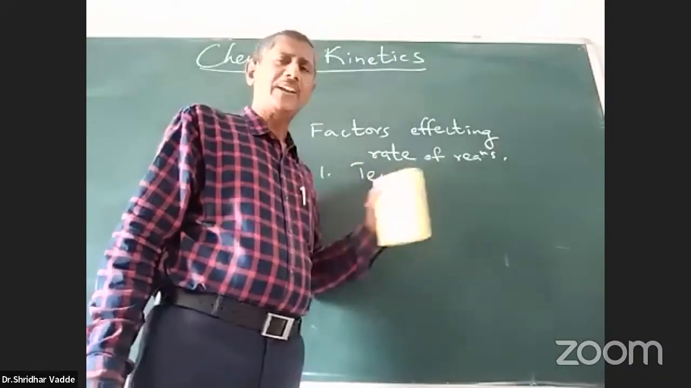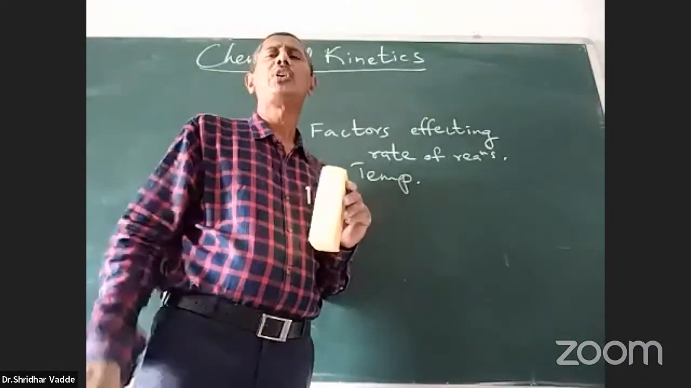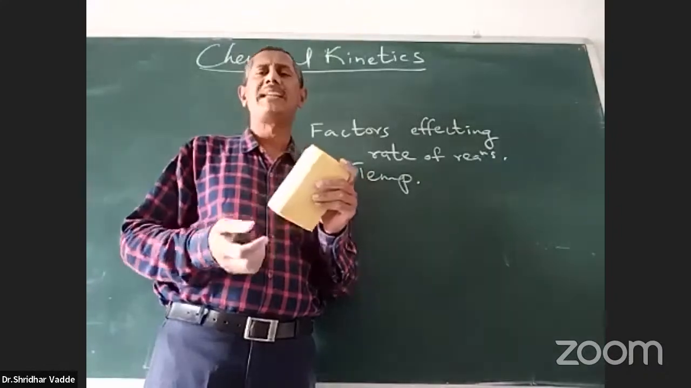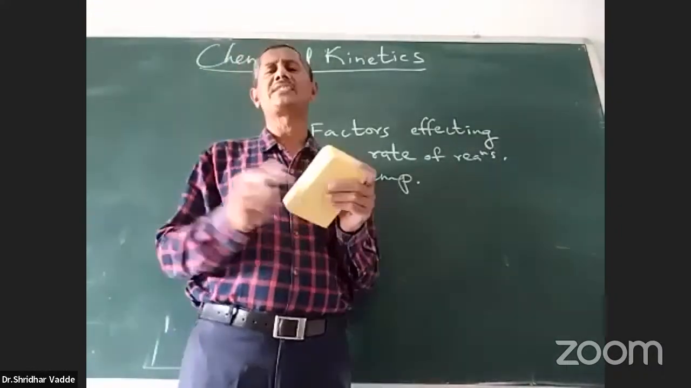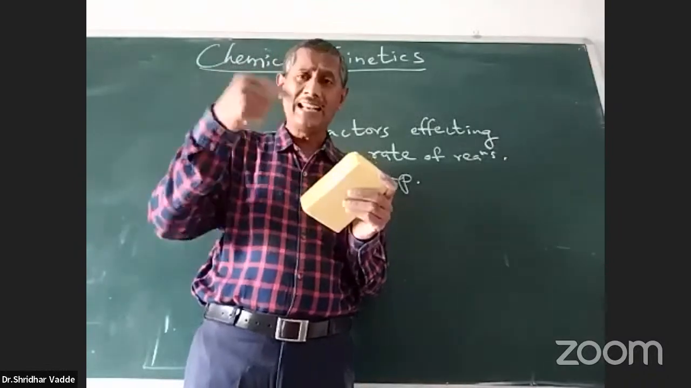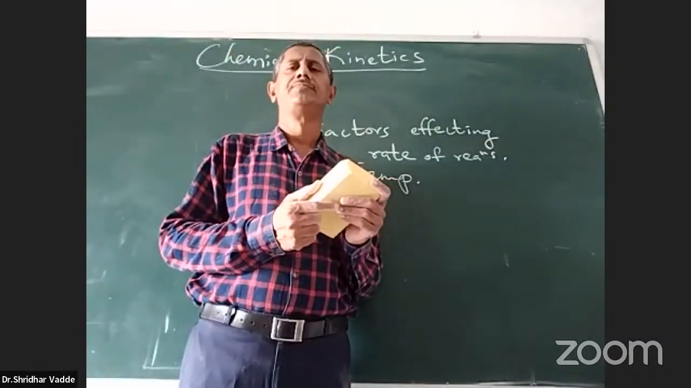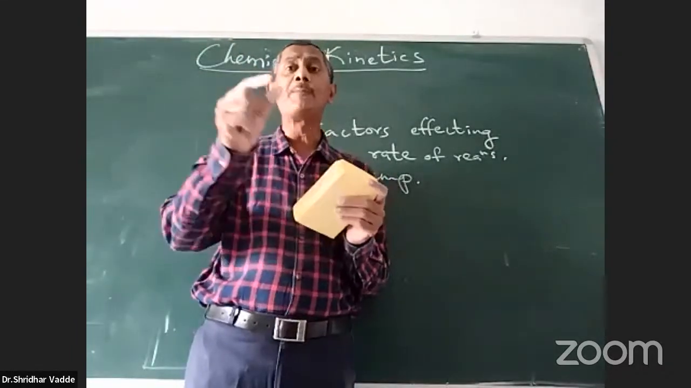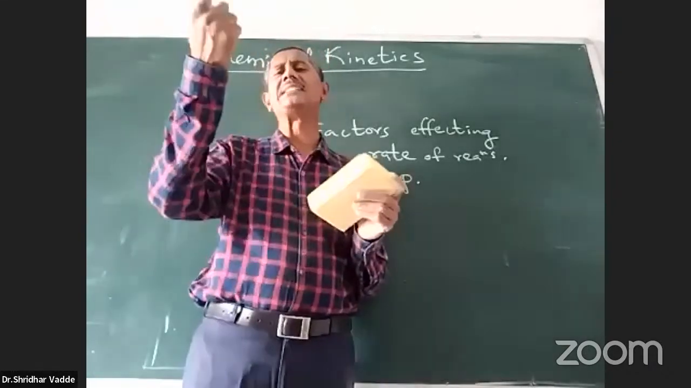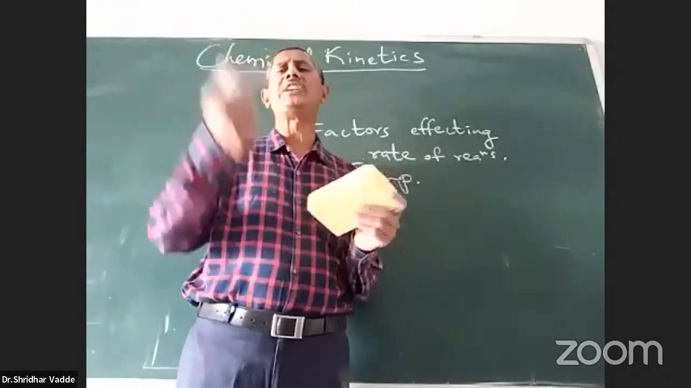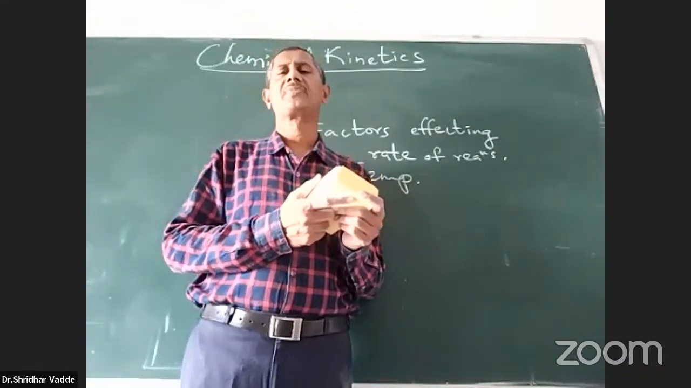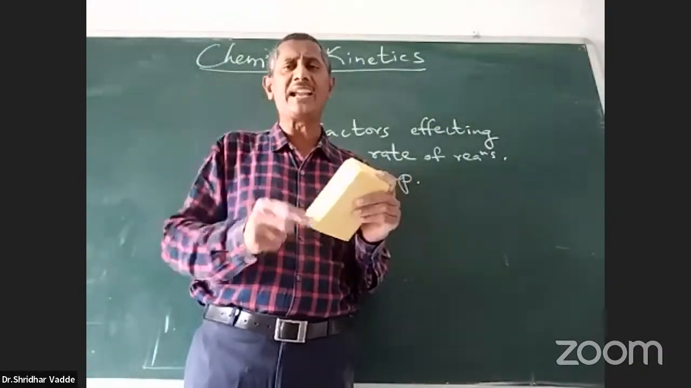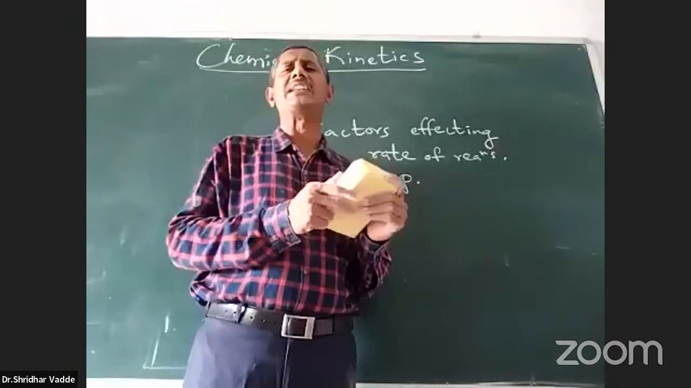If you see this temperature, what do we get? By increasing the temperature, the rate of reaction increases. Why? Because by increasing the temperature, the collisions between the molecules taking place per unit time, per unit volume increase. That means the collision frequency increases by increasing the temperature. It is observed in many examples that by increasing the temperature by 10 degrees centigrade, the rate of reaction increases by 2 times.